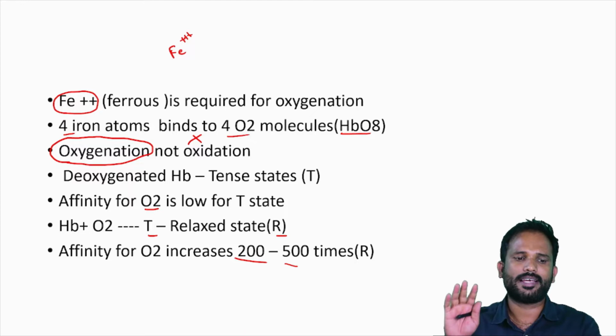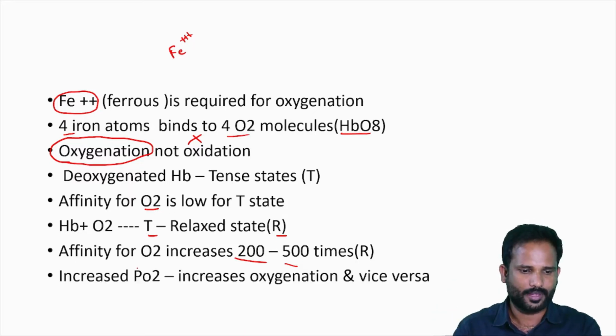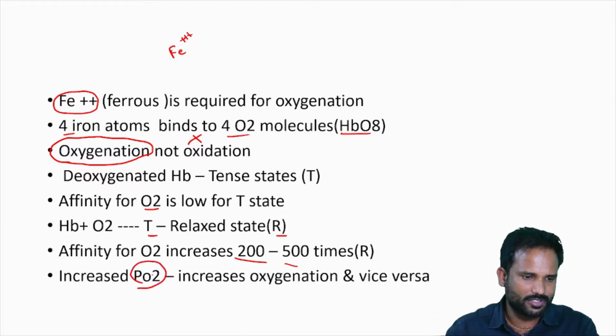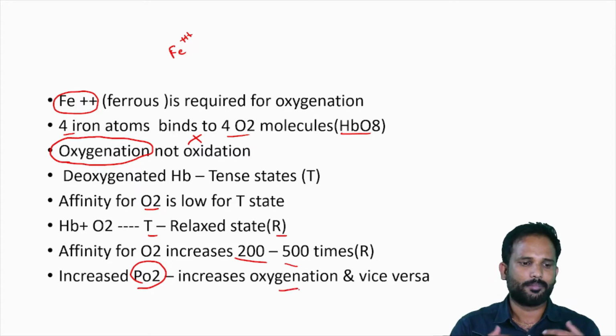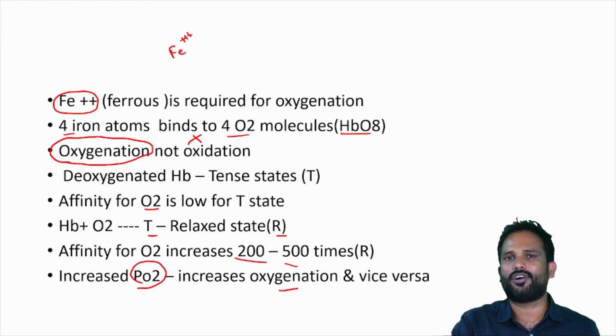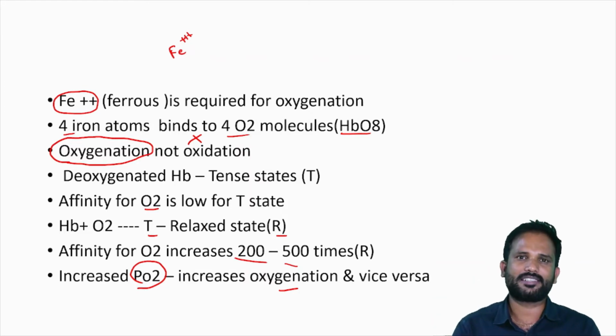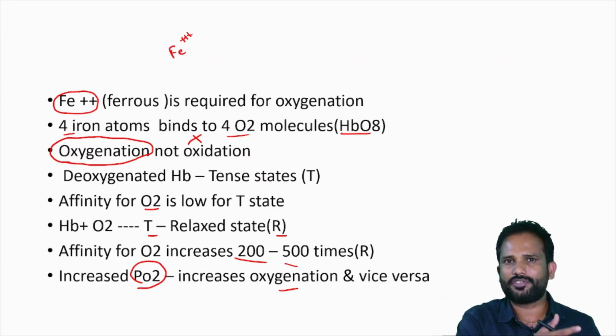to form HbO8. So if partial pressure of oxygen is more, it increases oxygenation because it converts the T form to R form. If it is low, the majority of the hemoglobin remains in the T state, so affinity for oxygen will be low.